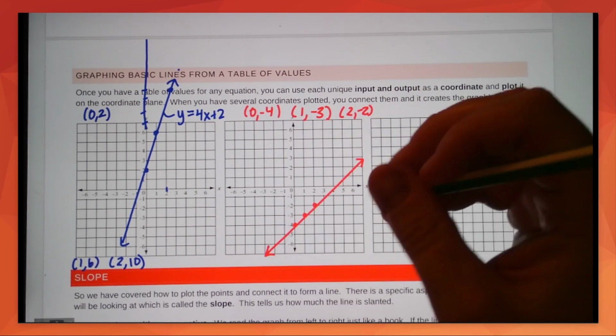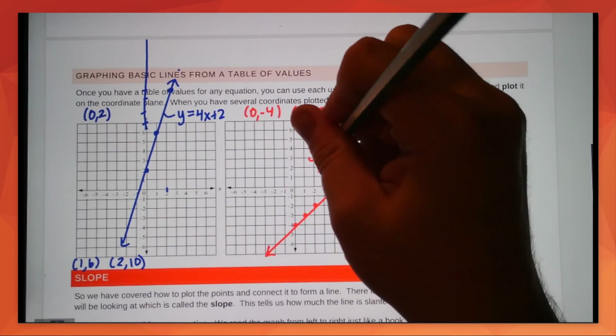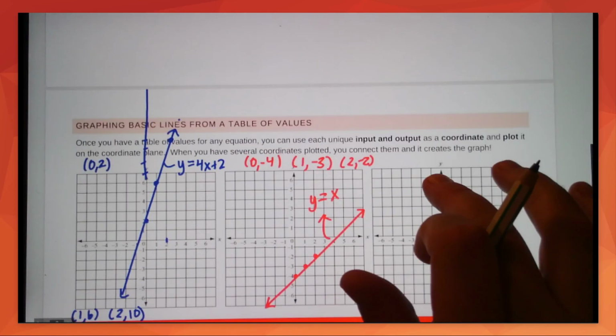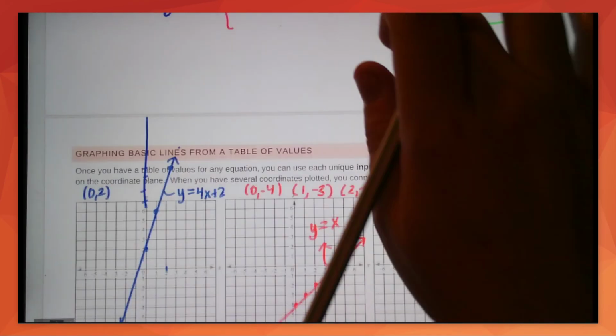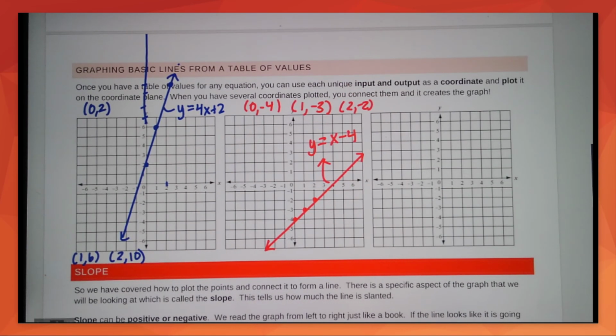This is a line. The equation of this line is y equals x minus 4, I think? Yeah, x minus 4. And that equation is graphed. That is the line that goes with that linear equation.